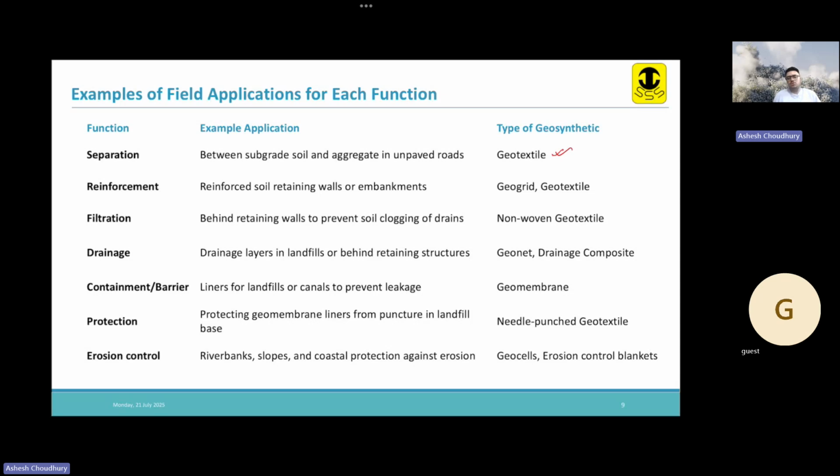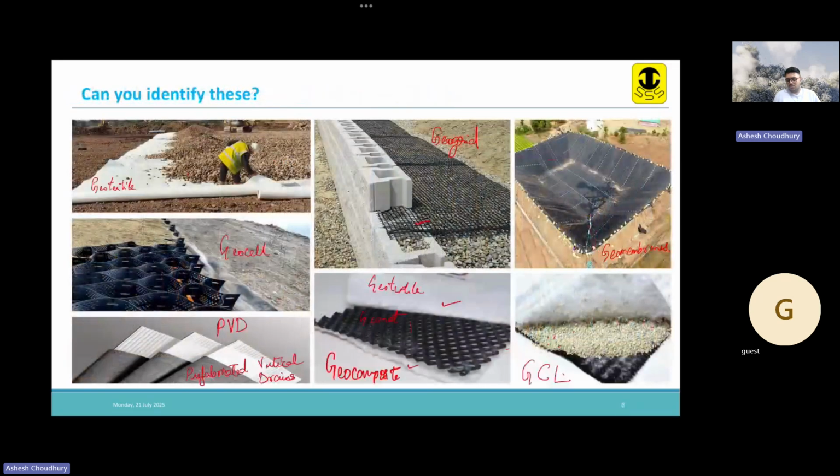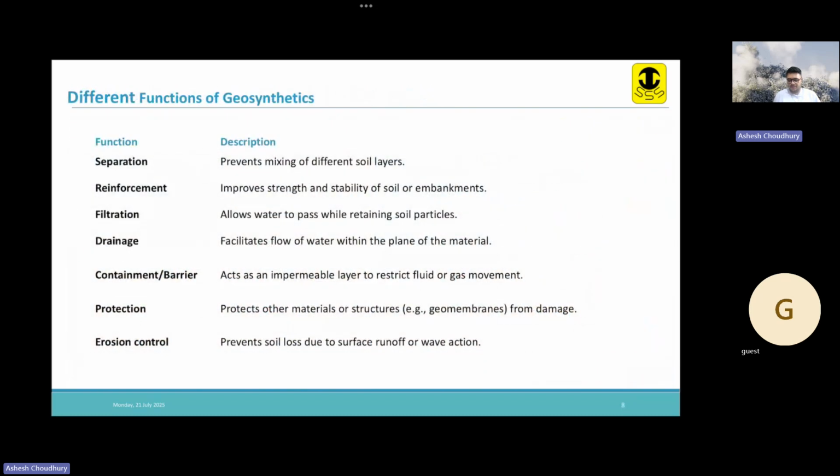Filtration also uses geotextile. Next, we have the drainage. For drainage, we generally use a geonet or a drainage composite. A drainage composite is nothing but this one: a geocomposite with geotextile layers and, between them, a geonet, or we can use only a geonet.